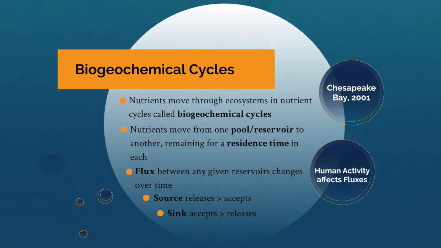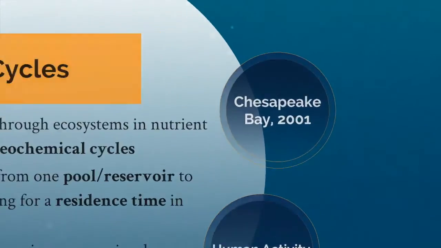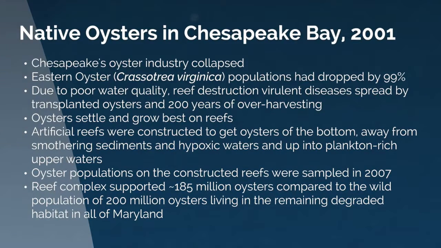Now let's take a look at a real-life example of Chesapeake Bay in the early 2000s. The native eastern oyster, Crassostrea virginica, populations had dropped by 99% in Chesapeake Bay in 2001. The Chesapeake's oyster industry, one of the largest in the world, had collapsed. This was due to a multitude of reasons, including poor water quality, reef destruction, virulent diseases spread by transplanted oysters, and 200 years of overharvesting. This ultimately led to the destruction of oyster reefs.